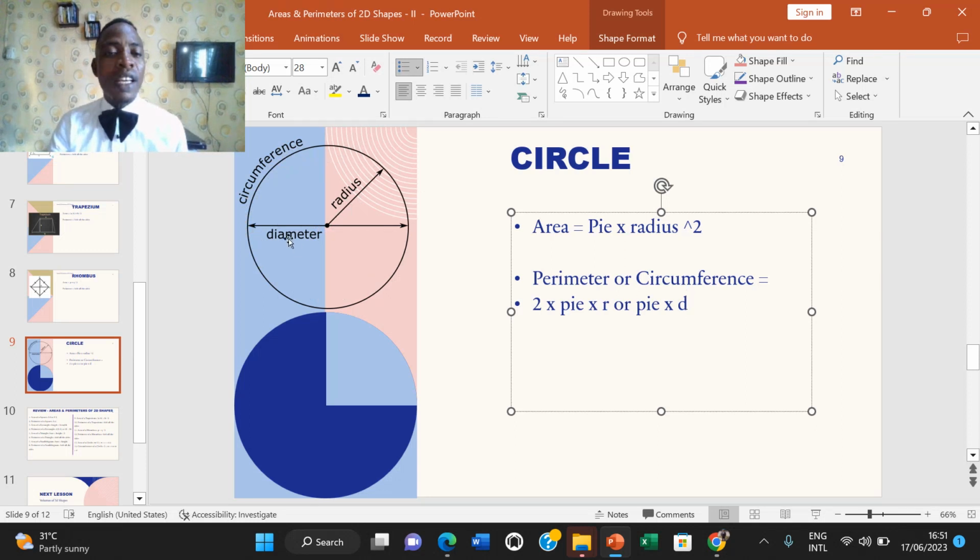So the diameter, if it's 10, radius is 5. If diameter is 14, radius is 7. If diameter is 20, radius is 10. If radius is 5, diameter is 10. If radius is 7, diameter is 14. Double radius, diameter. Half of diameter, radius. So that's that about the area of a circle and the perimeter or the circumference of a circle.